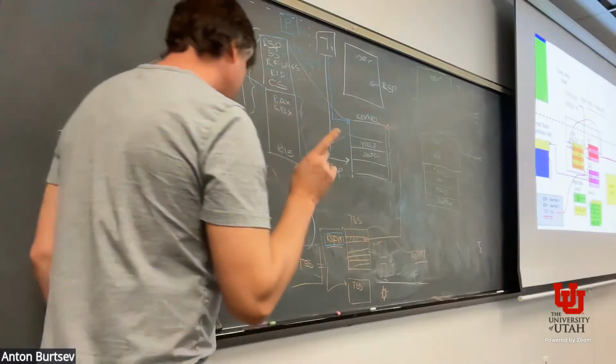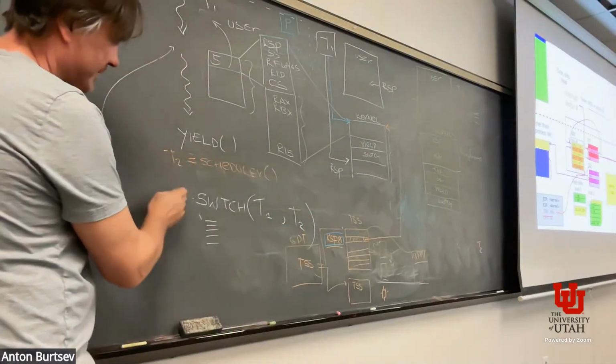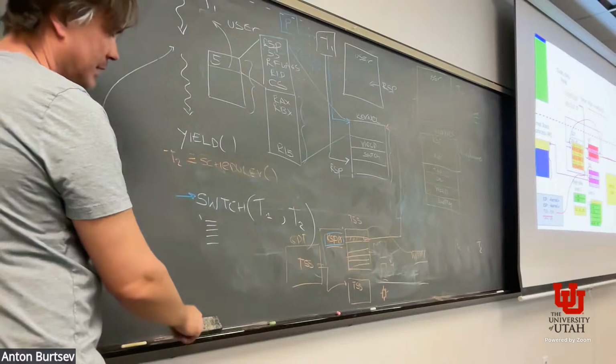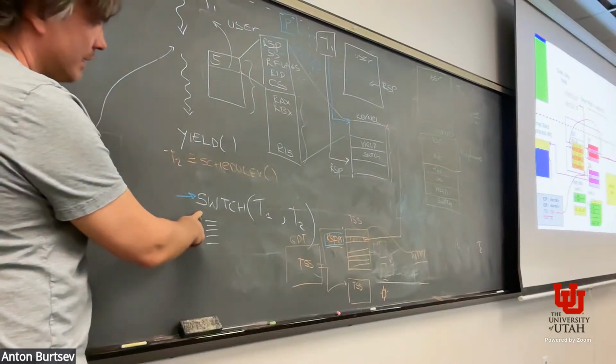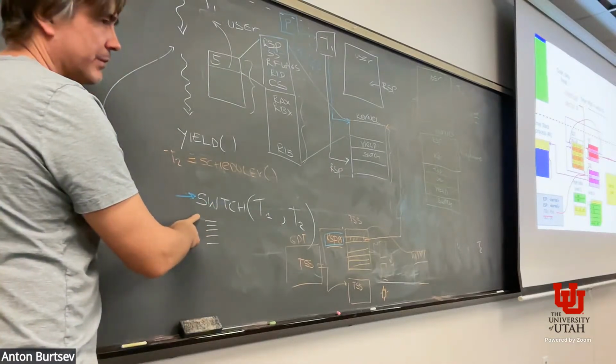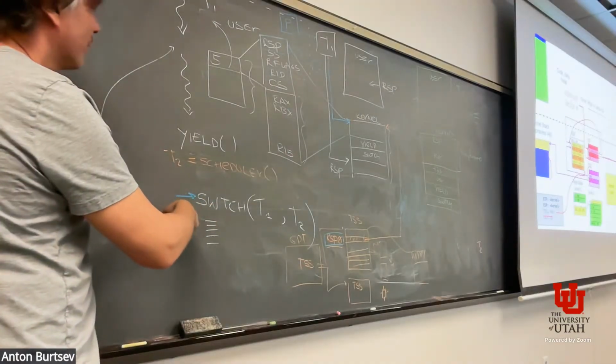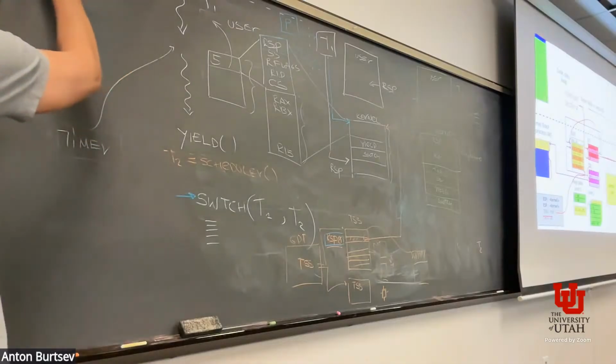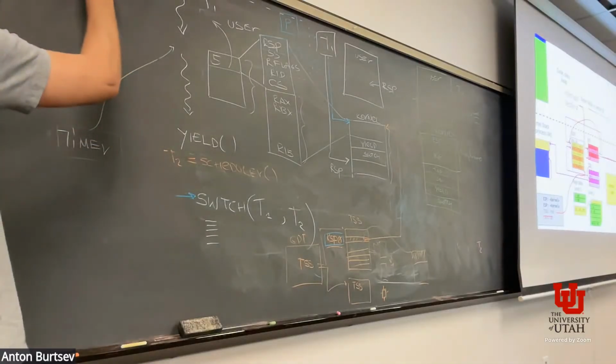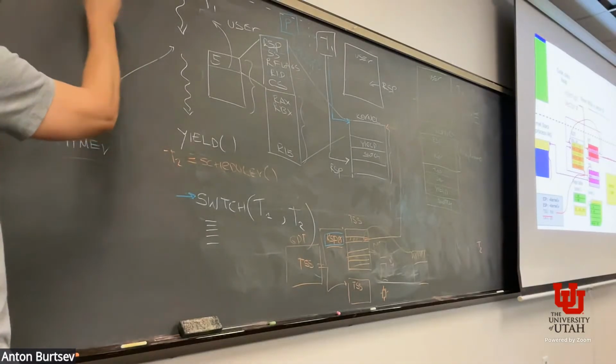Okay, let's be very, very specific, not abstract. We're reaching this point. We're entering the switch function. Imagine the switch function is an assembly function. At this point, at the very first instruction of switch, let me just write it here, switch. What state is unsaved?